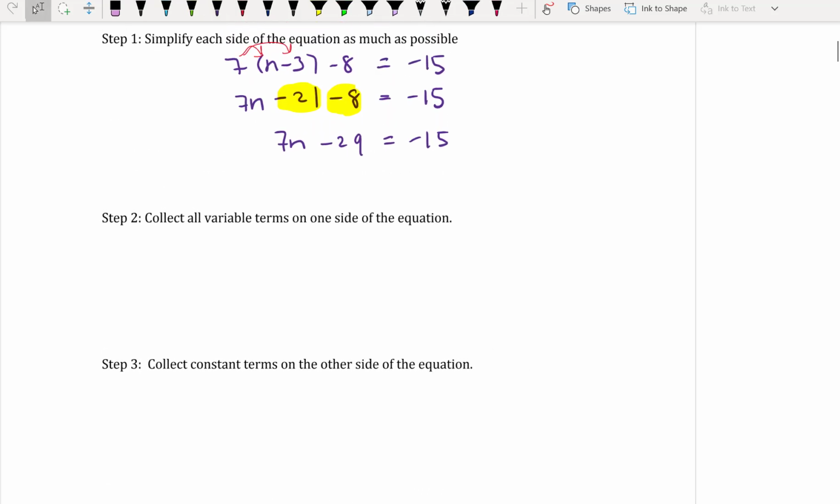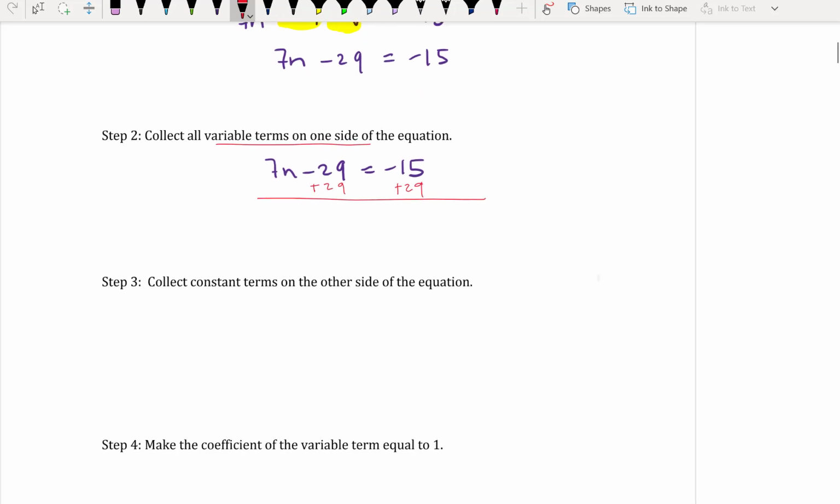Now for step number 2, it says to collect all the variable terms on one side of the equation. So remember, from the step up above, I had that 7n minus 29 is equal to negative 15. So now if I'm going to collect all the variable terms on one side of the equation, well, that tells me to add 29 to both sides. Okay, that's the term that are the same.